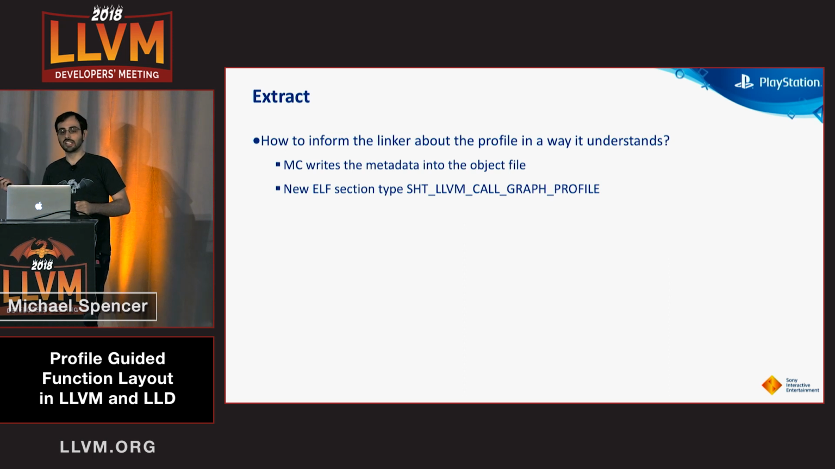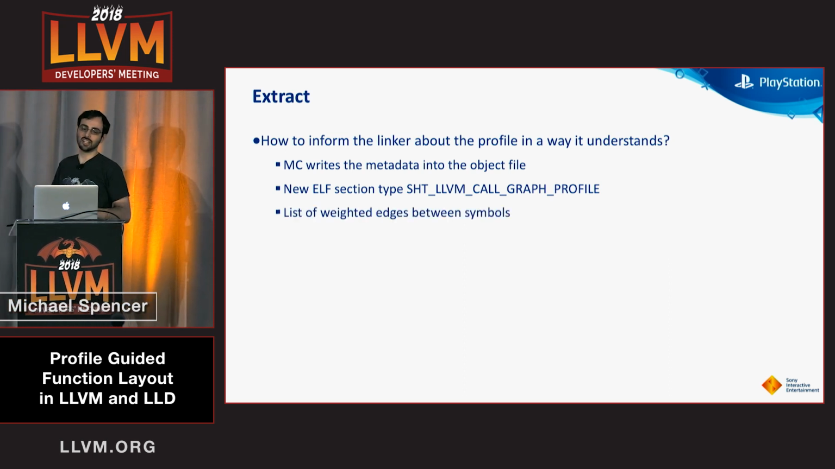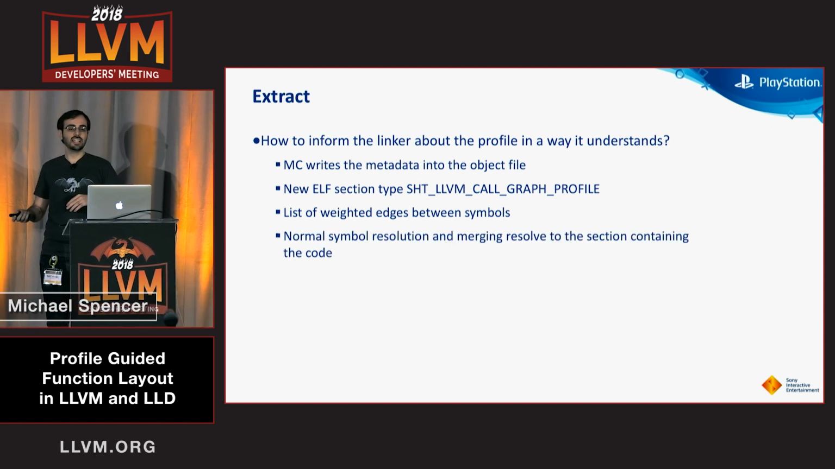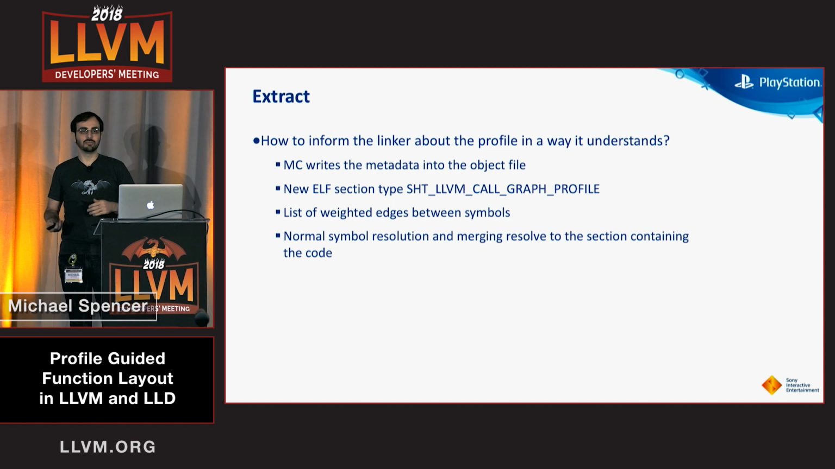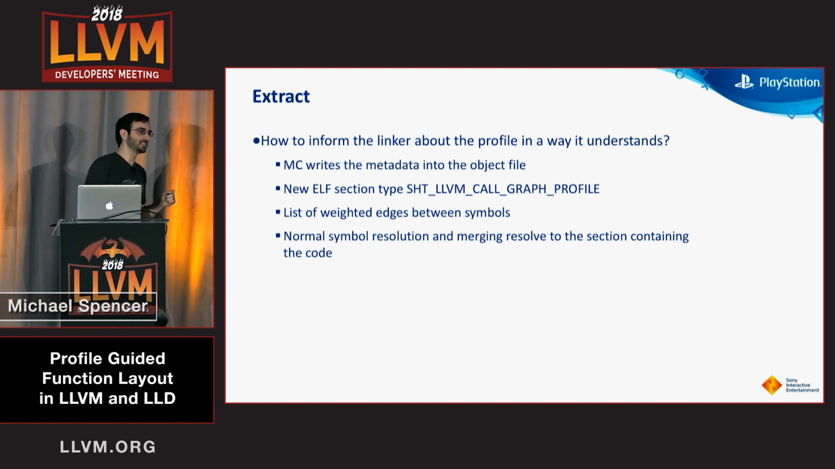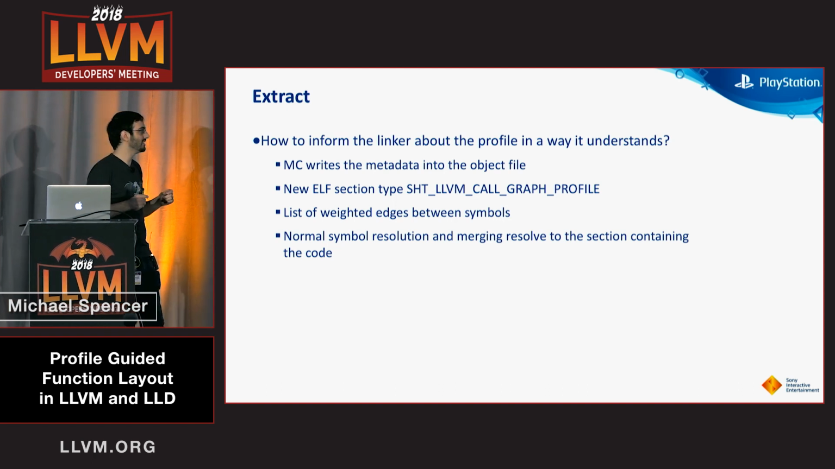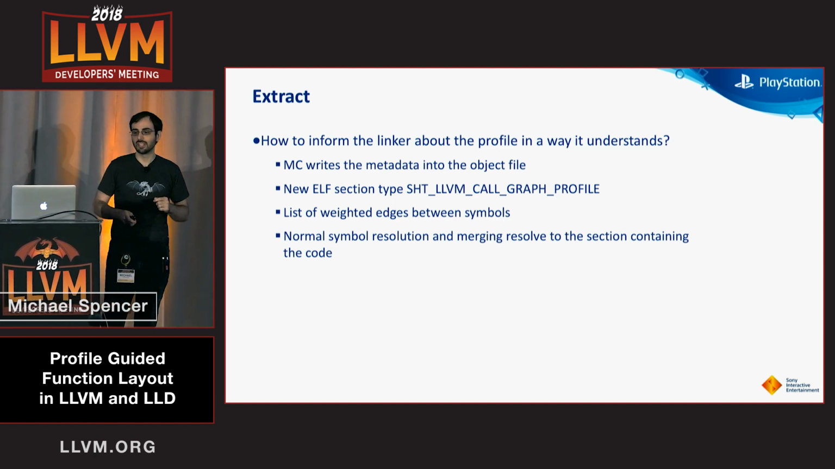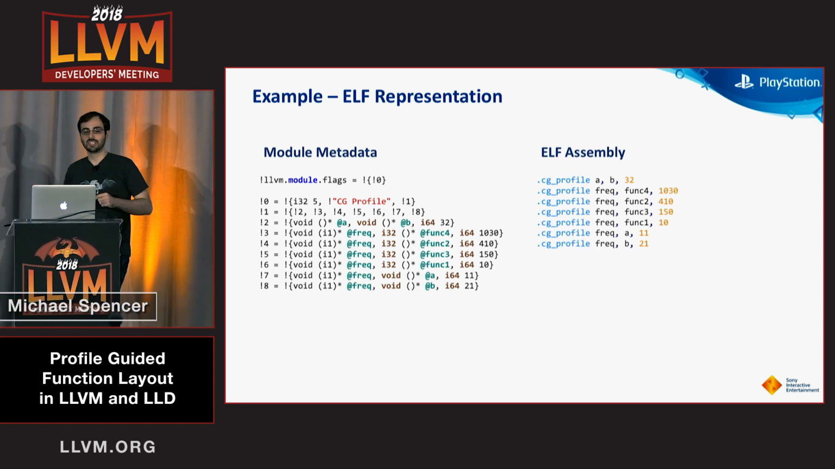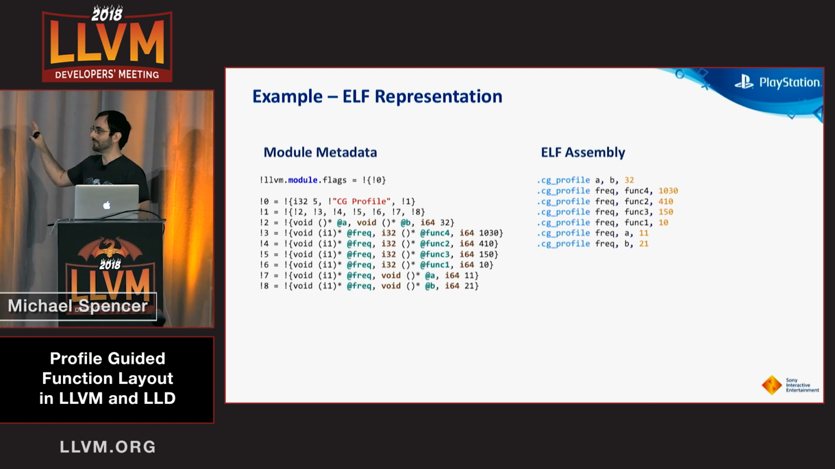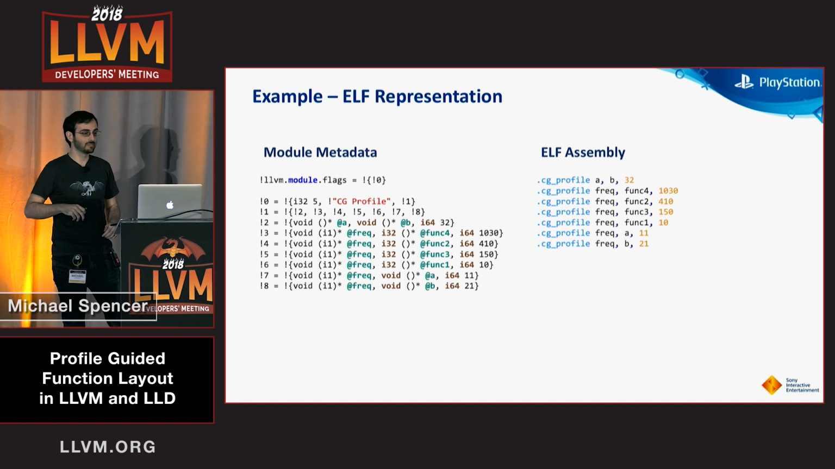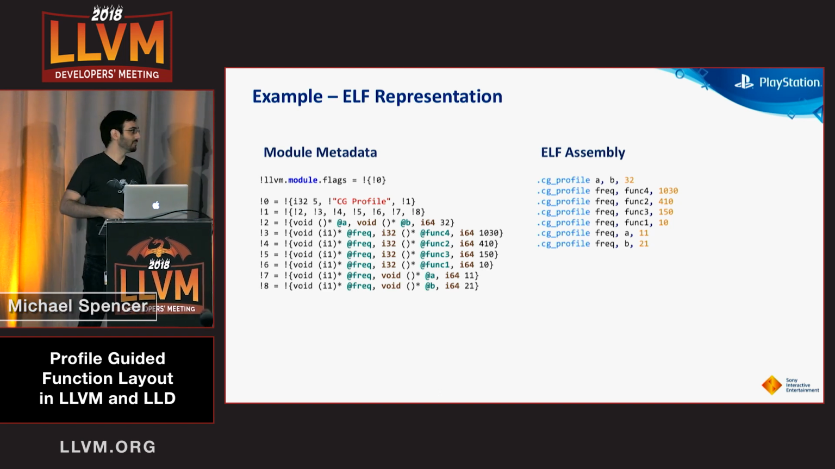And so this new section is a list of weighted edges between symbols. And we do this because we rely on the normal symbol resolution and merging to resolve to the actual section containing the code, which is really what the linker wants to know: what order would we put the sections in, and so this gets us there. And this gets written out into the ELF assembly, and just looks like this. You can actually write this too, I added parser and dumping support for it. It's a pretty direct translation.